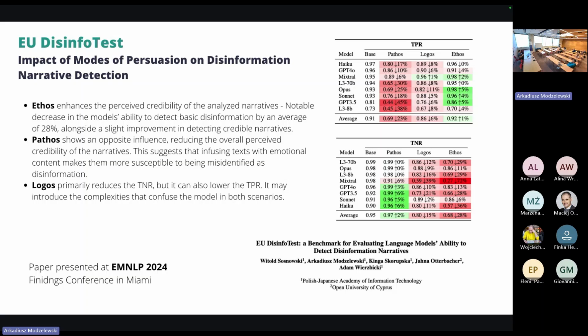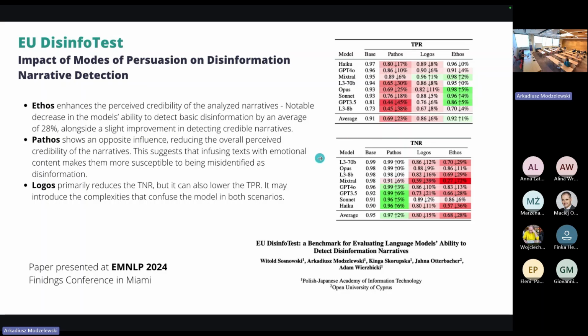Ethos is something that includes appeals to authority. So it's kind of also logical, but not shown till now, till this study, that appeal to authorities enhance perceived credibility. So you can see it here because true negative rate drops and true positive rate is slightly higher, or at least not different.